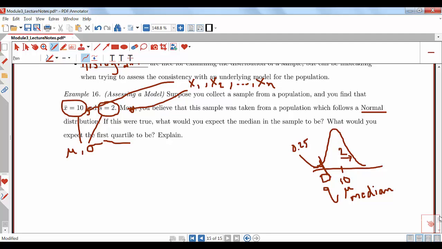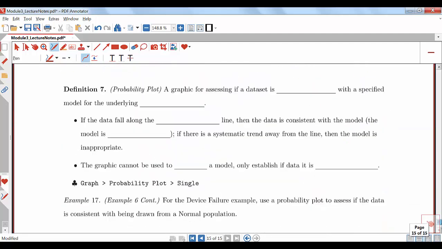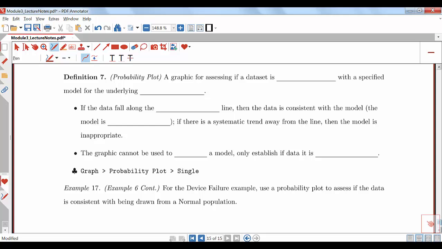So a graphic for assessing if a data set can be modeled by, or is consistent with or likely to come from, a specified model for the underlying distribution is a probability plot.